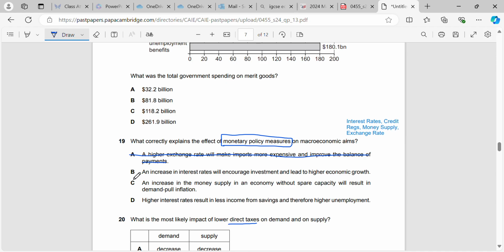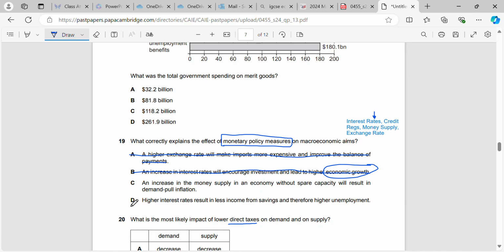An increase in interest rates will encourage investment and lead to higher economic growth. That's also not true. When we use expansionary monetary policy, we decrease the interest rates. So the interest rates go down, and what that does is that disincentivizes people to save their money, and it encourages them to borrow money, which means that they can spend more in the economy, they can move AD to the right, and economic growth can happen.